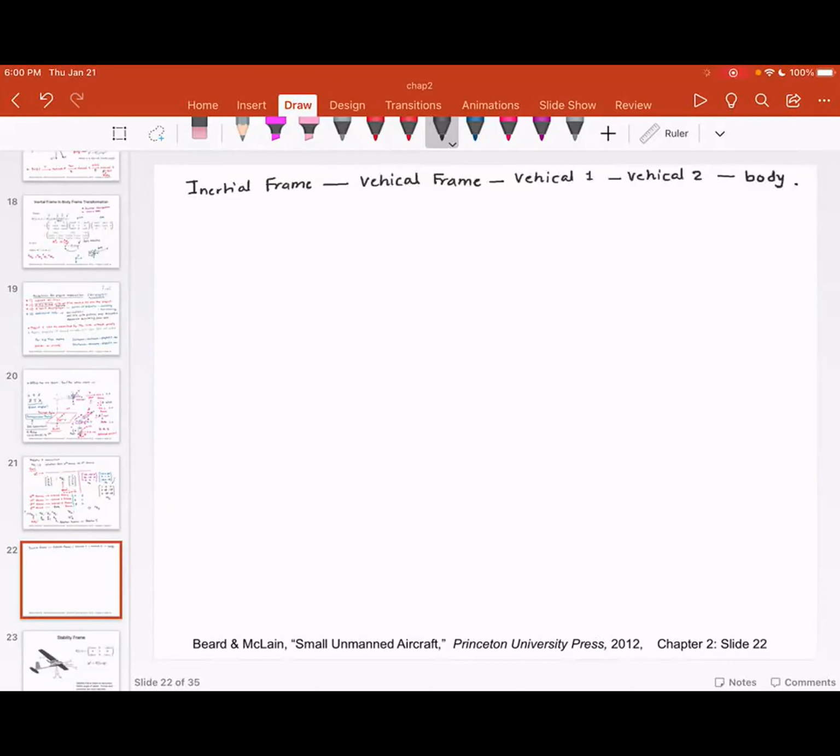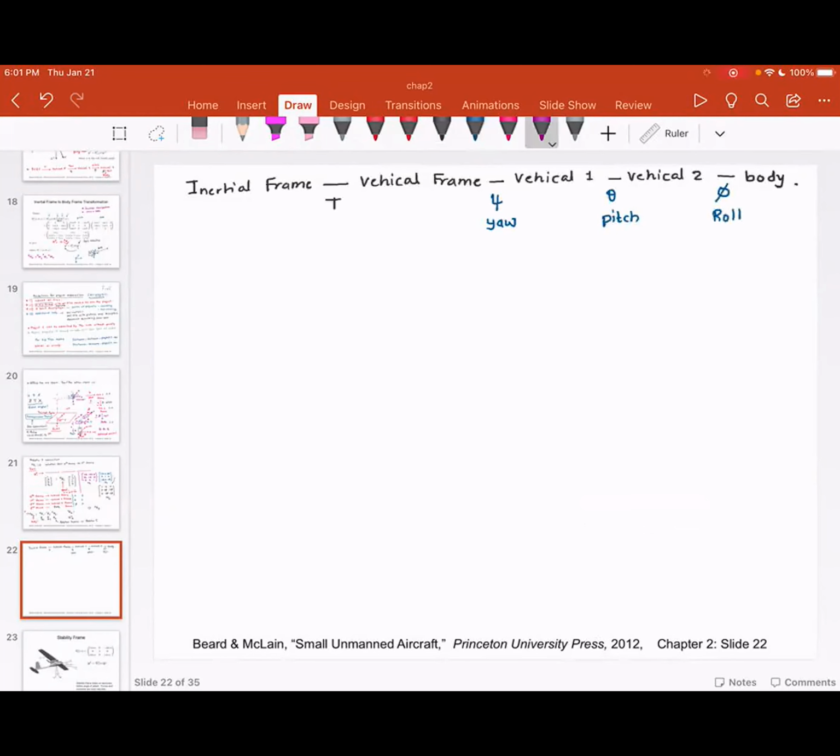Now, inertial frame to vehicle frame was pure translation, no rotation. Vehicle frame to vehicle 1 frame was rotation in yaw. Then we had rotation in pitch. And then we had rotation in roll.